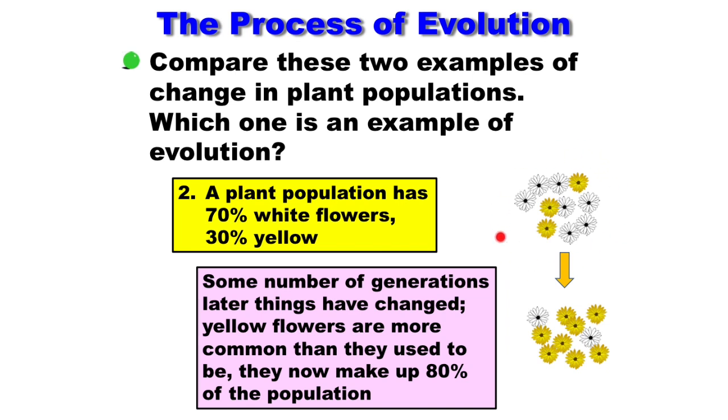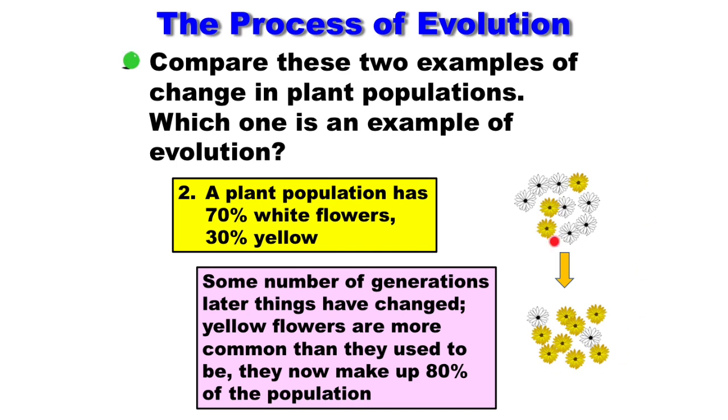Now let's compare with the second example. Imagine that we have one population of plants, the same plants, but the flowers have different colors: white and yellow. In this example, we start with a plant population that has 70% white flowers and 30% yellow. Then, some number of generations later, things have changed. Yellow flowers are more common than they used to be. They now make up 80% of the population. You may think the example with olives is an example of evolution because we see a physical difference in olive size, but here we start with the same genotypes, and we also see the same genotypes at present, but in different frequencies, and we see no other changes here.